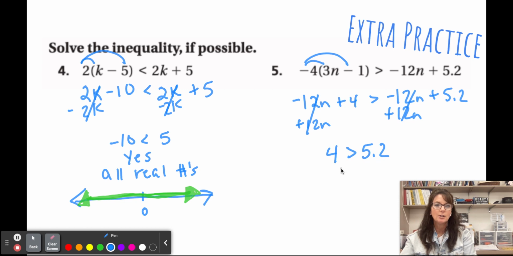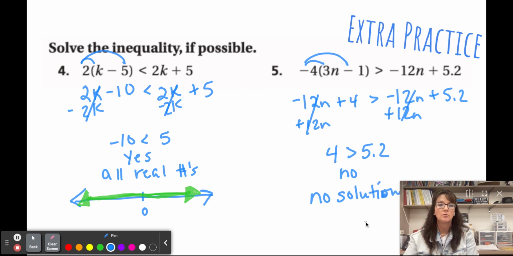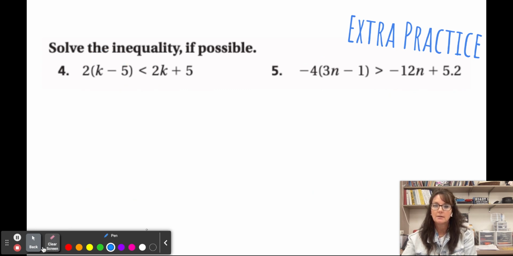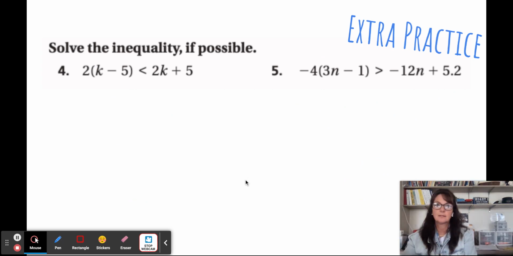But is 4 greater than 5.2? No, it's not. So there is no solution. And there's nothing to graph when there's no solution. Not true, right? I guess I should say not true. Anyway, you get the picture. All right, so we are going to go ahead and clear the screen and see what is next.